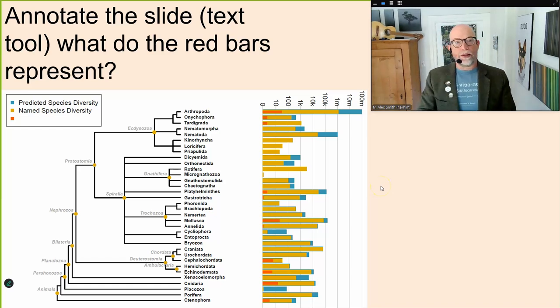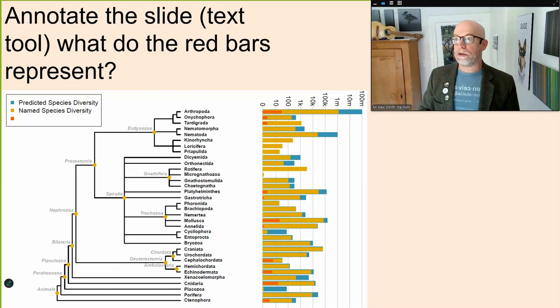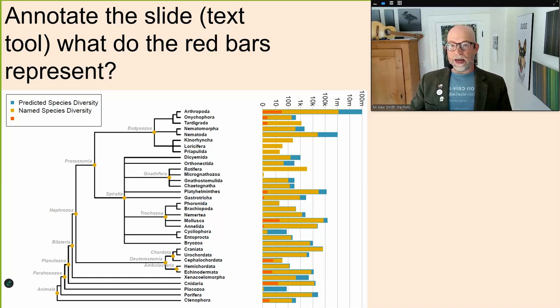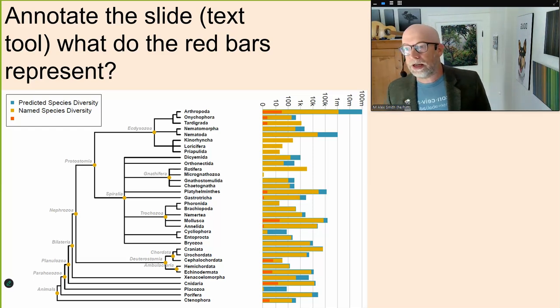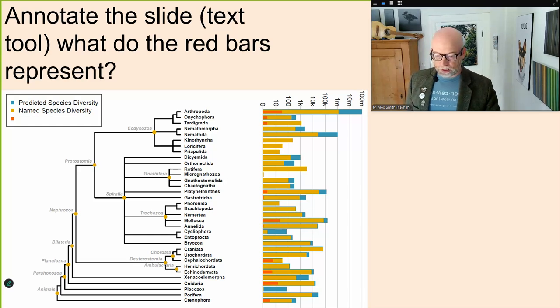So what I'd asked you to do over the last 2 weeks was to go to the Google Doc and tell me about your favorite invertebrates. And so I'm kind of giving the answer away here, but what is the red bar on this? So we've got predicted species diversity and named species diversity for all of the phyla. Annotate, you've got text tools there, yes? Tell me about any patterns you see. So tell me about what that red bar is and any patterns that you see with it.